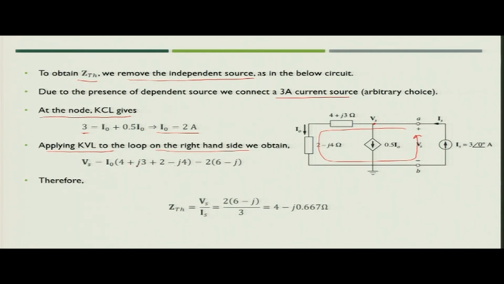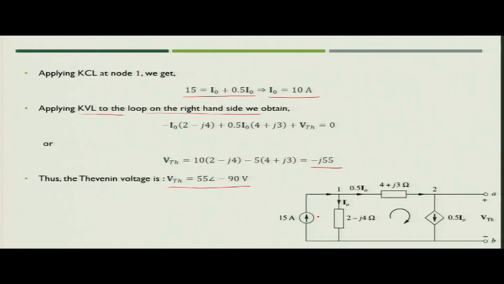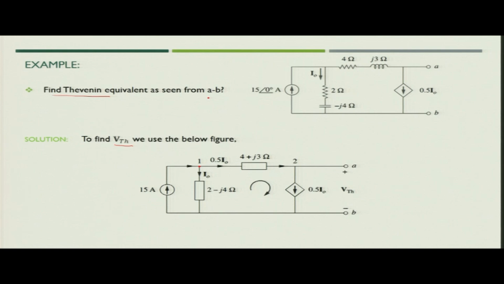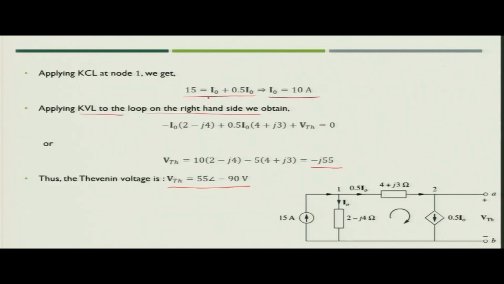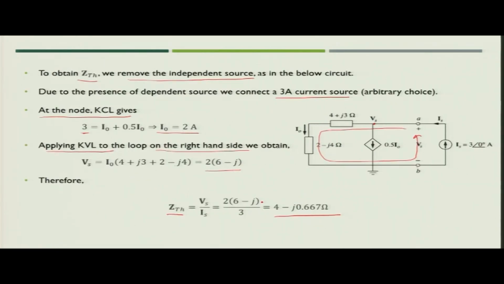So, it will be equal to Vs. When you solve by putting the value of I naught, you get Vs as 2 into 6 minus J. Now you have Vs available, ZTH can be simply written as Vs upon Is and you get the value of ZTH. So, now you have got VTH as well as ZTH, we can create the Thevenin equivalent.